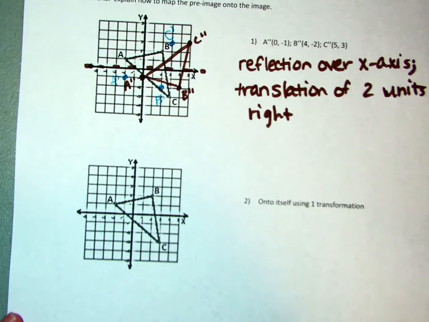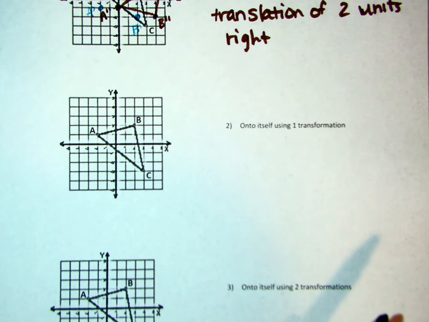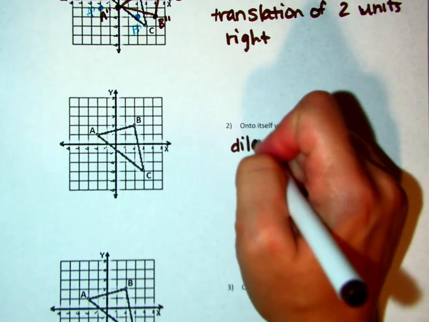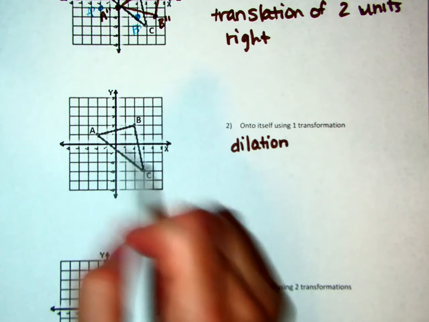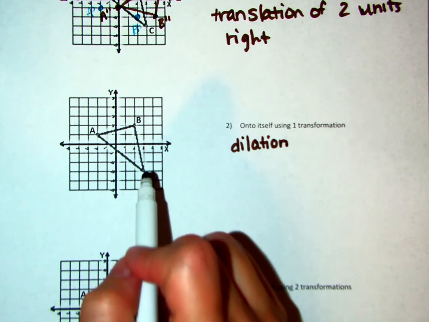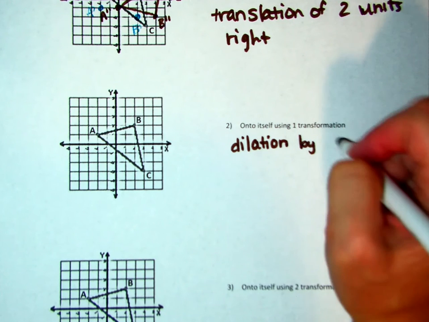All right, let's look at number 2. On number 2, we are now going to try to map the image onto itself, but we're only allowed to use one transformation. You actually have multiple options here. So we wouldn't want to do a reflection, because when you do a reflection, it flips it over an axis and you can't put it back. You could do a dilation. When you do a dilation, it means that you're going to multiply every single x and y by the same factor. Well, what could I multiply x and y here by that would give me the same information? And that would be a dilation by a scale factor of 1.